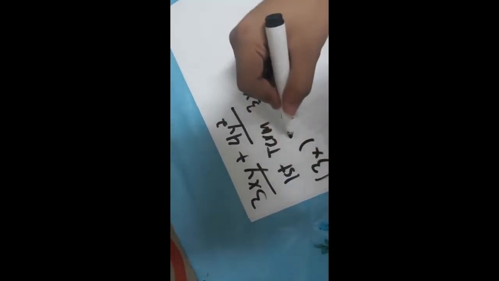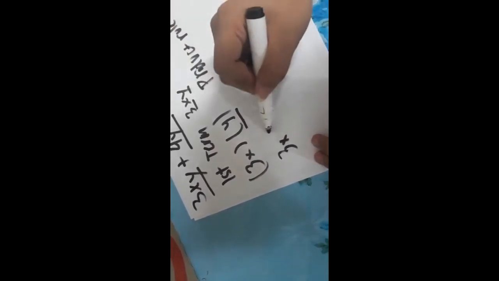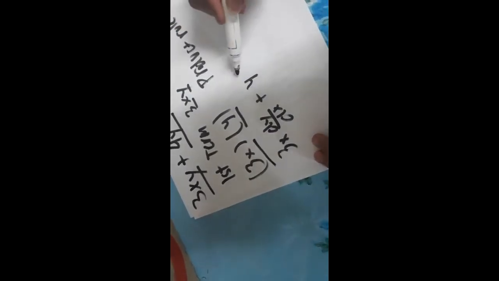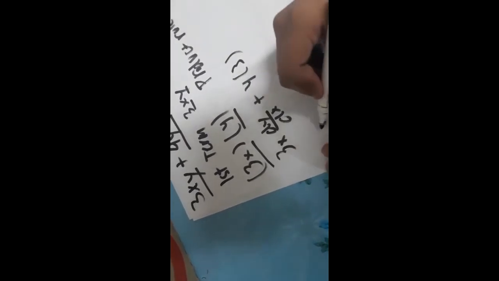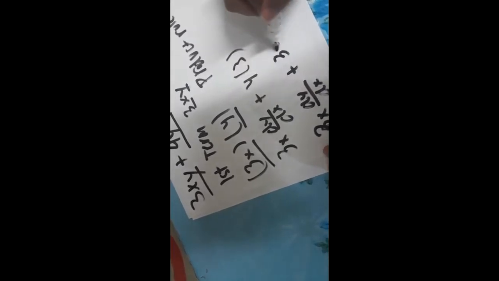3x times y. As you can see, this is the product rule, which we learned earlier. So we'll have 3x times the derivative of y, which we don't know, so we'll write dy over dx, plus y times the derivative of 3x, which is 3. So we'll have the answer 3x dy over dx plus 3y. This will be the answer for your first term.